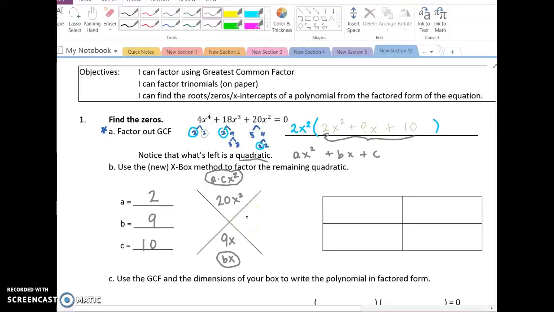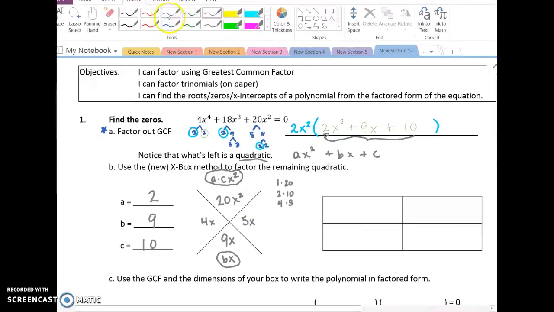From there, we're going to play that game that we played for the warm-up at the beginning. We're going to look for numbers that multiply to make 20x squared and add to make 9. And it might be helpful to list 1 times 20, 2 times 10, 3 doesn't go into 20, but 4 times 5. And that's all the numbers that multiply to make 20. So I notice, 4x and 5x also adds to make 9.